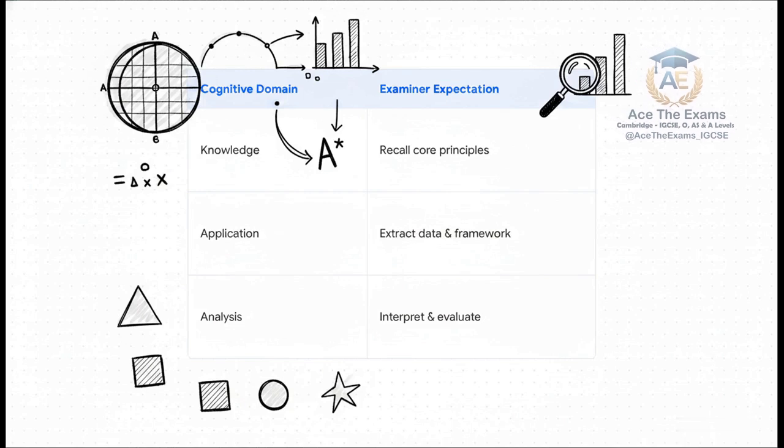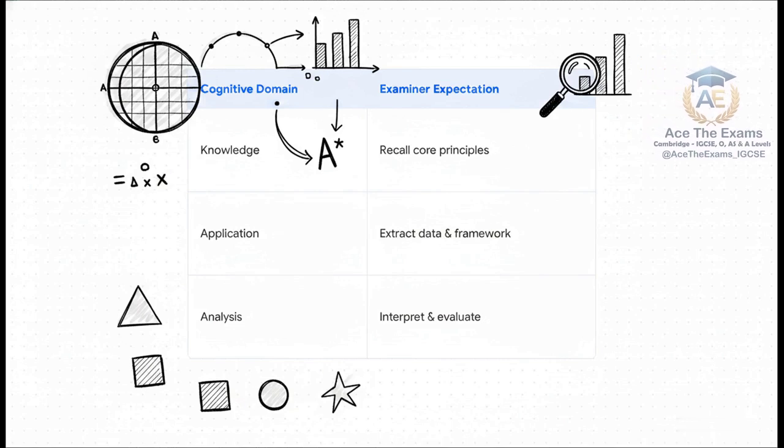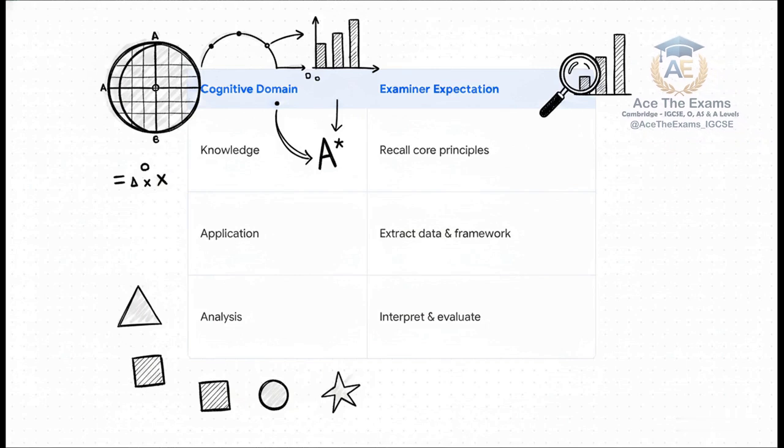To actually gain altitude, Sam's navigation data shows we need application. Now, application means extracting data from the text, looking at the scenario, and selecting the right framework. You realize you need to find a gradient, so you apply the y2 minus y1 over x2 minus x1 formula. That gets us safely through the stratosphere, sure, but it is still not the high propulsion A-star orbit we're aiming for today. So what is?